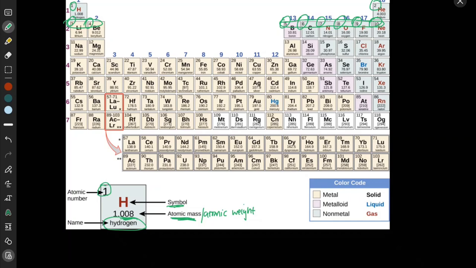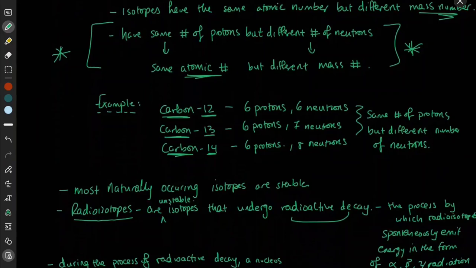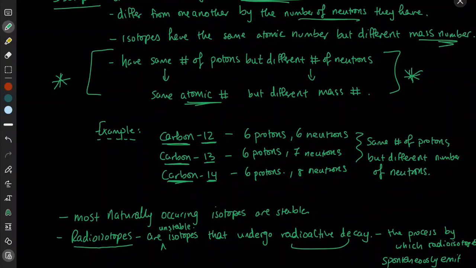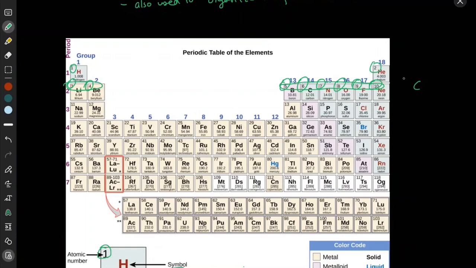And the reason is because in order for you to have a decimal, it has to be the average, right, atomic weight, the average mass of the average atom of a given element. So for example, let's go back to carbon, right? We talked about carbon 12, carbon 13, carbon 14, right? So let me just write that over here. You have carbon 12, carbon 13, and carbon 14, right?